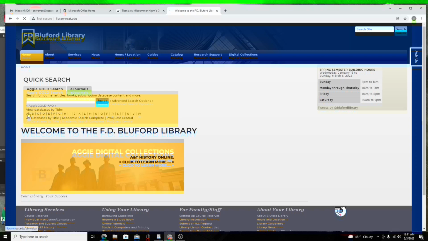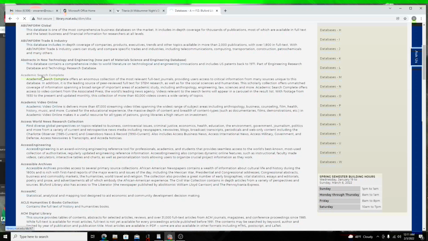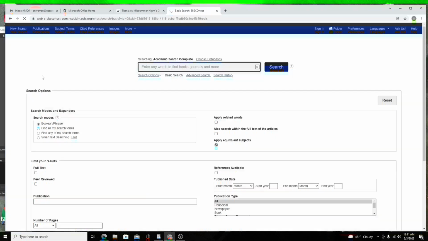Academic Search Complete. It's essentially like Aggie Gold, but if we want to think about it, it's doing a Google search versus a Bing search, right? Google will give you different results than Bing is going to give you. And this is almost the same thing, right? Aggie Gold is going to give us different results than Academic Search Complete. So let's do sexism again, right?